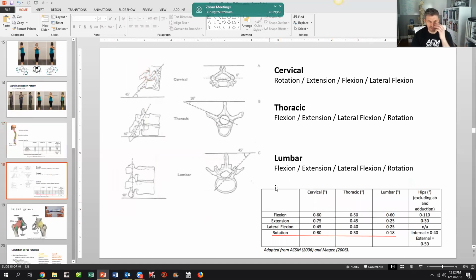I threw the same slide in here just to give you an example and underline the rotation component. You can see that the cervical spine is primarily the rotating component of the spine. The thoracic is about half of that, and the lumbar spine is minimal. Again, it's based on the orientation of the facet joints that line up on top of each other. And that's all I'm going to share with that.